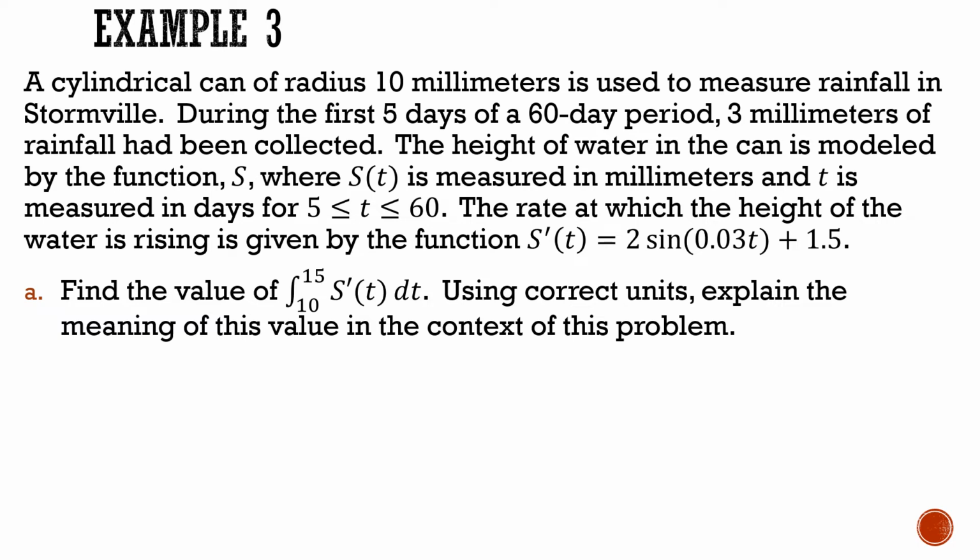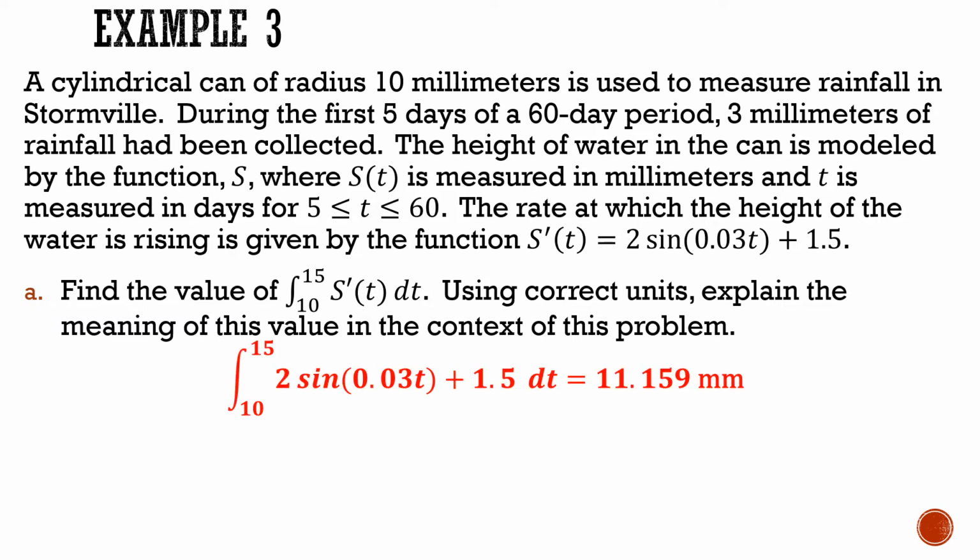The rate at which the height of the water is rising is given by the function s prime of t equals 2 sine 0.3t plus 1.5. So part A says find the integral from 10 to 15 of s prime of t. All right, so s prime of t, they told us, is 2 sine 0.3t plus 1.5. So I'm simply going to take this function and throw it in my calculator because this would be a calculator problem because of this 0.3t.